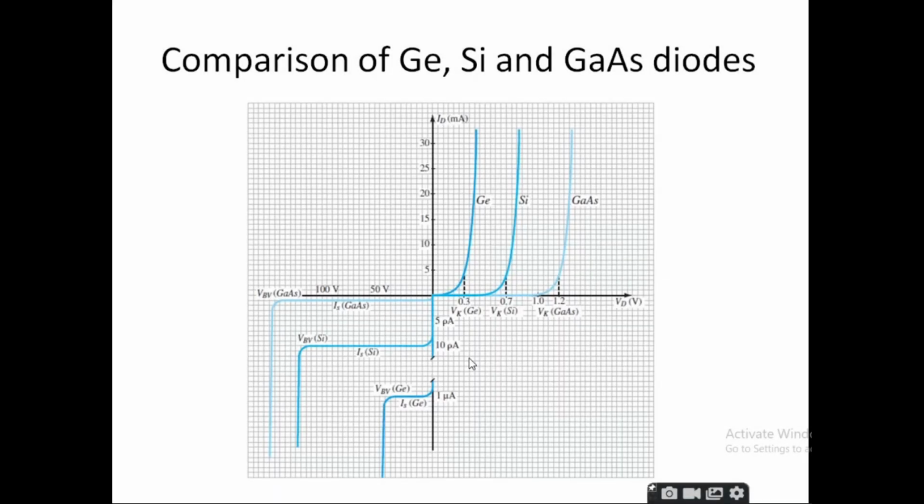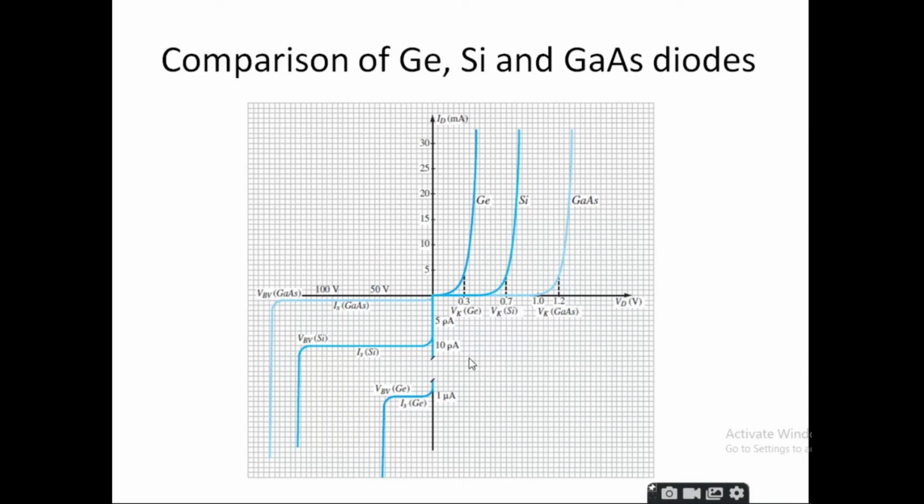So this is a comparison of three kinds of semiconductor materials. One is germanium, which is very common, and silicon. These two are very common. The third one is a compound, gallium arsenide. Its cut-in voltage is around 1.2 volts, as visible from this figure. For a germanium diode, the cut-in is 0.3. For silicon, it is 0.7.